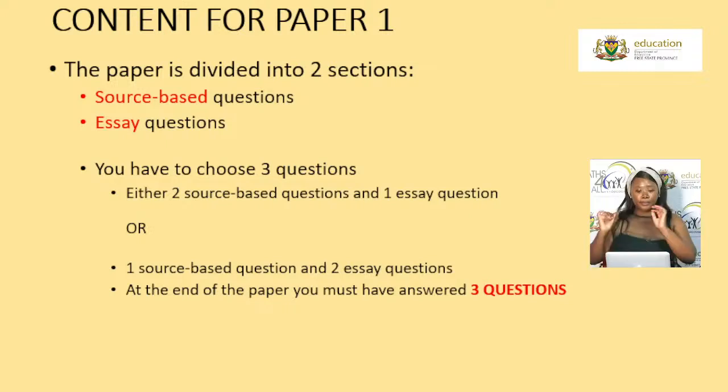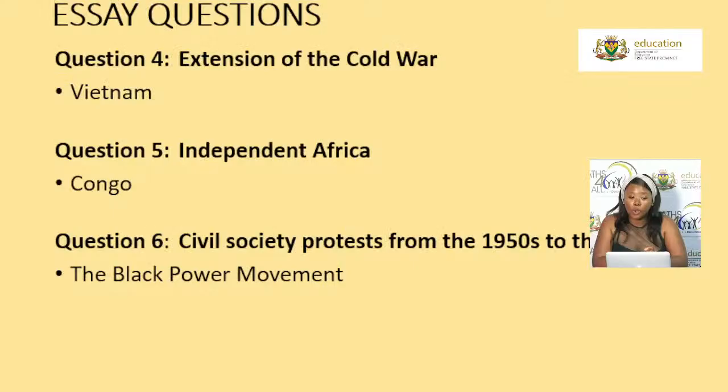Now, with the source-based questions, there are 3. We've got the Cold War with origins of the Cold War. We've got independent Africa on Question 2 with Angola. And then Question 3 with civil society protests from the 1950s to the 1970s, and in this case, it is the American Civil Rights Movement. Then the essay questions: Question 4 with extension of the Cold War, where the content focus is Vietnam. Question 5, independent Africa, which is the essay on Congo. And Question 6 is civil society protests from the 1950s to the 1970s, and the focus here is the Black Power movement.